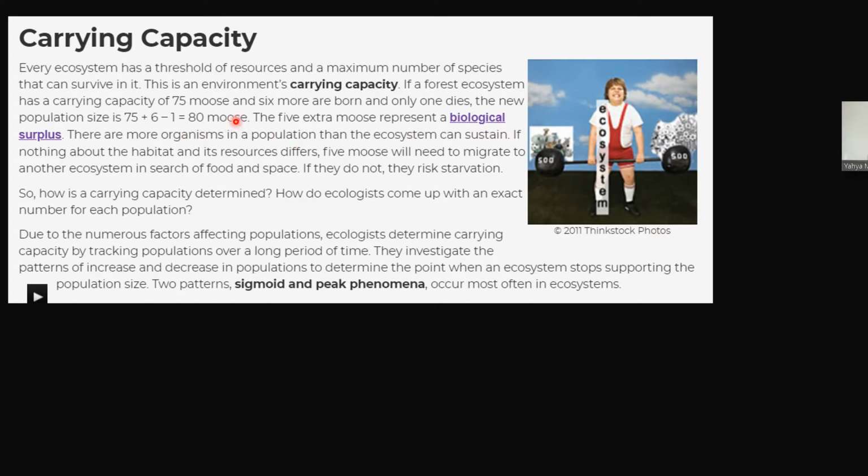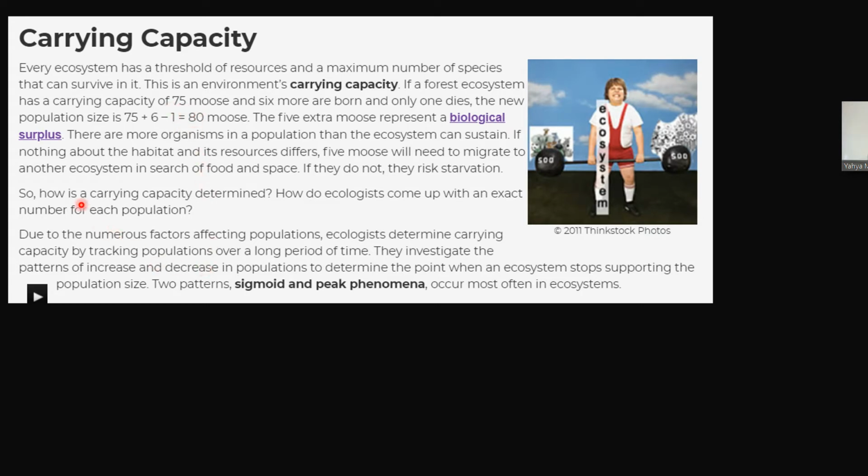So then their own food is going to start to go down, and eventually the moose are going to have to either migrate, or they're going to risk starvation and die. So if 75 is the carrying capacity, anything beyond that is the biological surplus, and those are kind of extra. They need to go away somewhere, or basically, some moose are going to start to die off because that habitat cannot sustain 80 moose. It's only built for 75 moose, right?